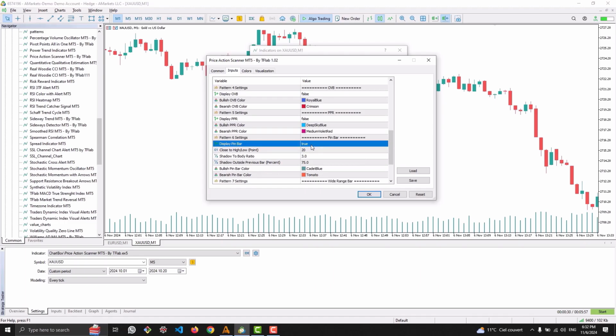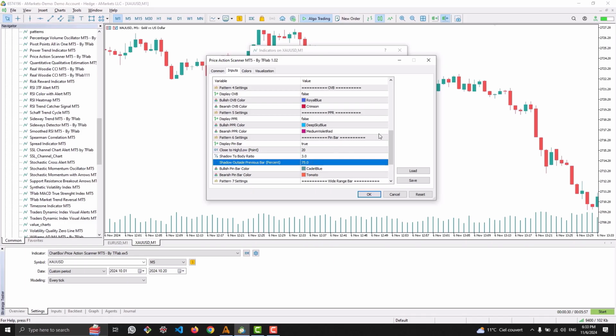The settings available for the pin bar include the first option, which is the display of the pin bar. The second option is the distance of the small shadow from the close or open of the candle, which we can specify in points. It cannot be more than this amount. The next option is the ratio of the large shadow to the body, which is 3 here, meaning the shadow must be 3 times the body.